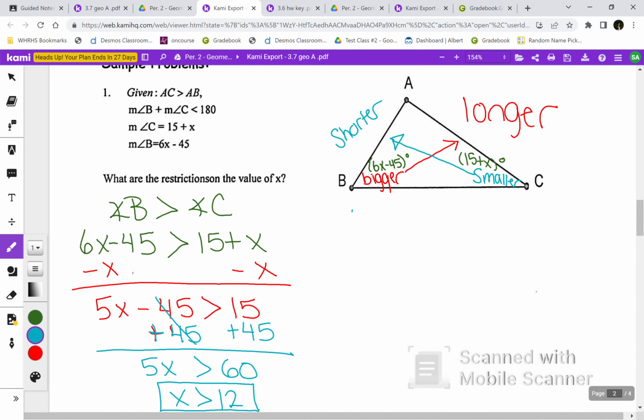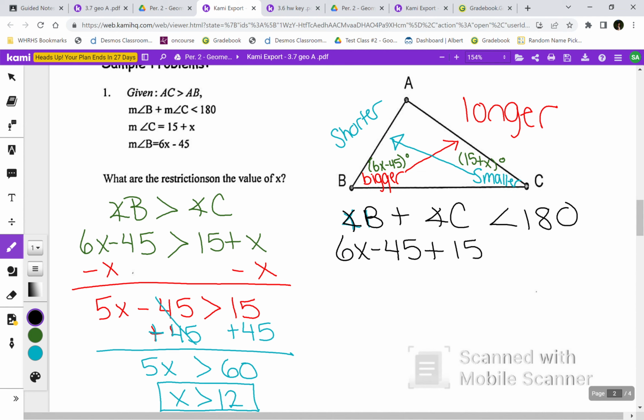So we're going to write that out. Angle B plus angle C has to be less than 180. So we are at 6x minus 45 plus 15 plus x is less than 180.